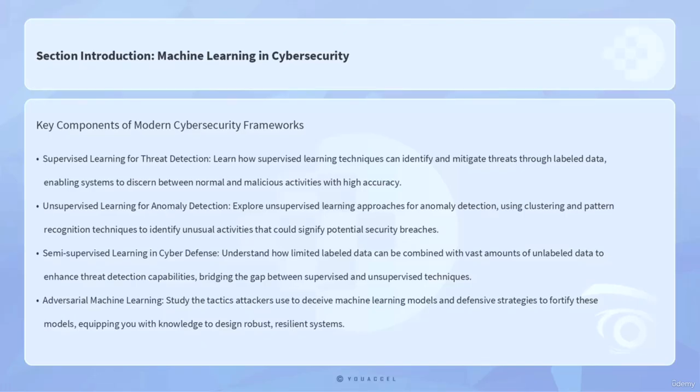Supervised learning for threat detection, unsupervised learning for anomaly detection, semi-supervised learning in cyber defense, adversarial machine learning, and model evaluation and validation are integral components of modern cybersecurity frameworks. In this section, you will learn how supervised learning techniques can be employed to identify and mitigate threats through labeled data, enabling systems to discern between normal and malicious activities with high accuracy.